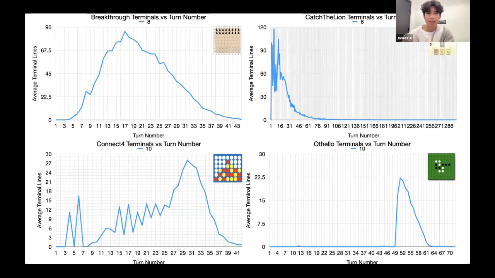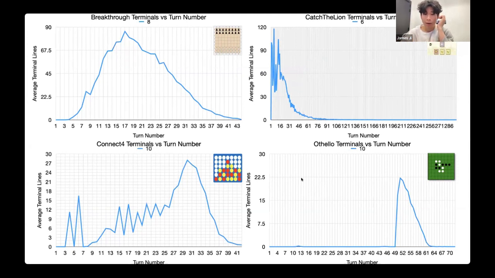For Catch the Lion, for those who don't know it, it's kind of like a Japanese chess game, like shogi, but for kids and very simplified. There's a lot of noise. For Connect 4, you can see that the number of decisive lines of play kind of increases throughout the game. And there's a spike around moves 3 to 7. If you play Connect 4, you will know that at the very start, there are certain traps you have to avoid.